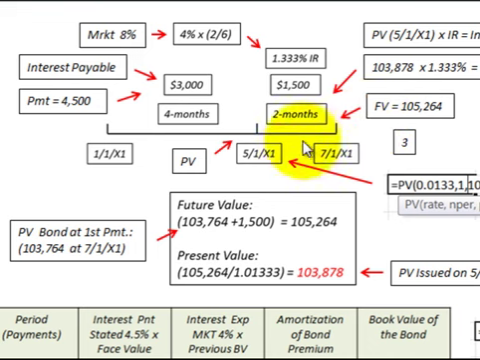Now we discount that back, or we calculate it using the present value function. So we take that future value amount here of $105,264, and we divide it by 1 plus the interest rate to determine $103,878. Now this interest rate here is determined by allocating it over this 6-month period. So we have a 4% market rate of interest for this period, and we take 2/6 of it, so that would represent the 2 months, and we come up with 1.33% here.